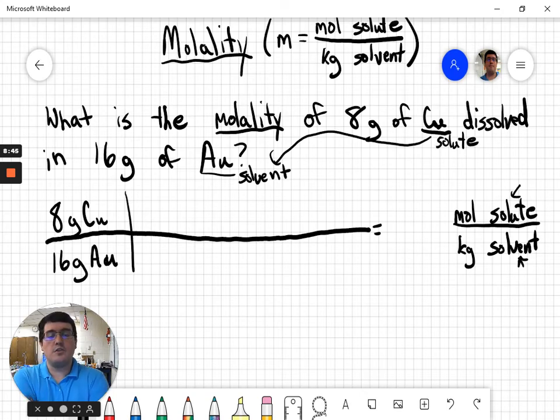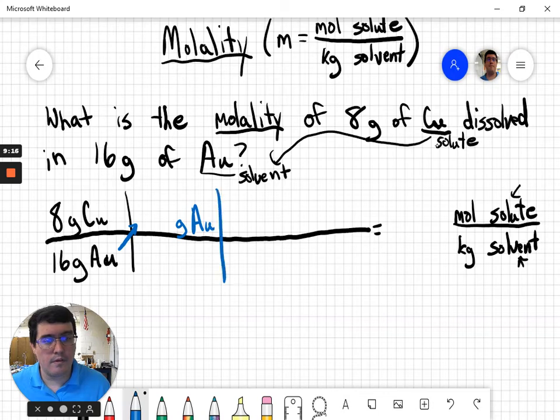Now we are going to get 2 problems that we need to work out. There's going to be 2 steps here. We need to convert grams of copper into moles, and we need to convert grams of gold into kilograms. Does not matter which one you start with. I usually like to start with the bottom one, grams to kilograms, because I think it's the easiest. So in the next step, I'm going to take grams of gold up to the top, and I'm going to convert that into kilograms.